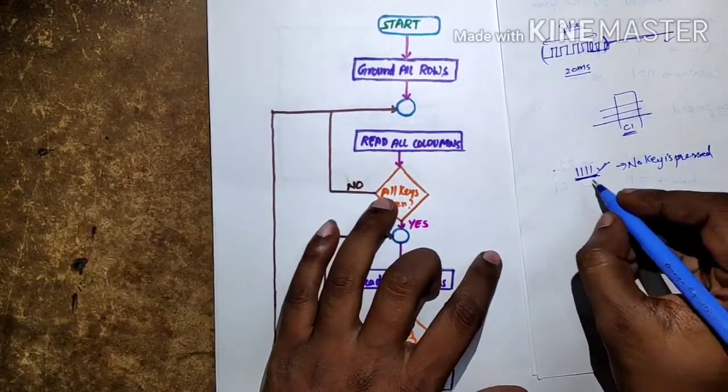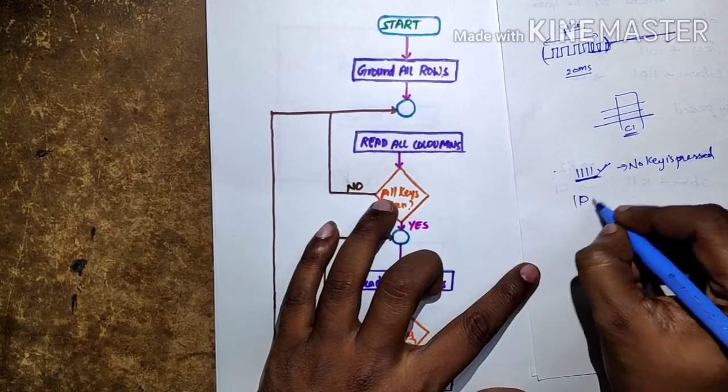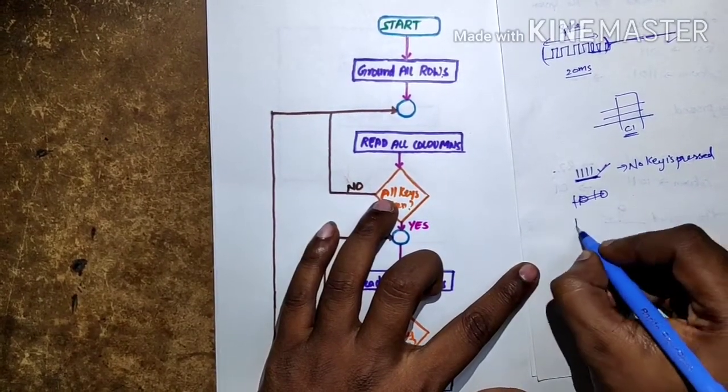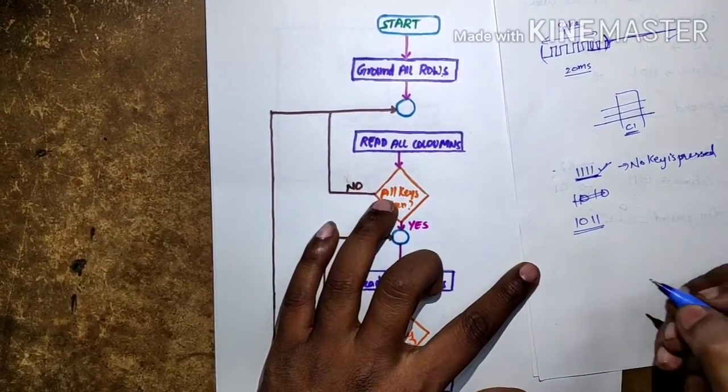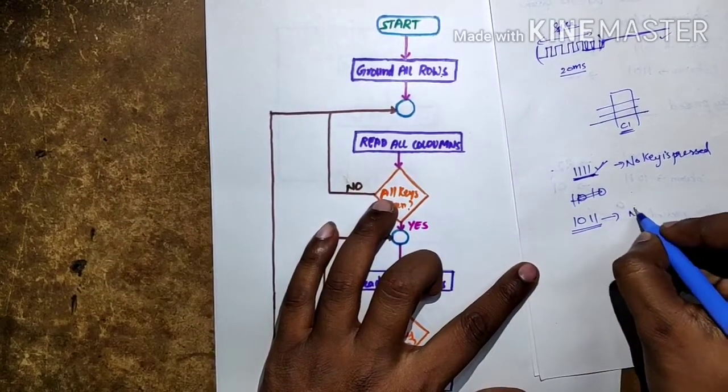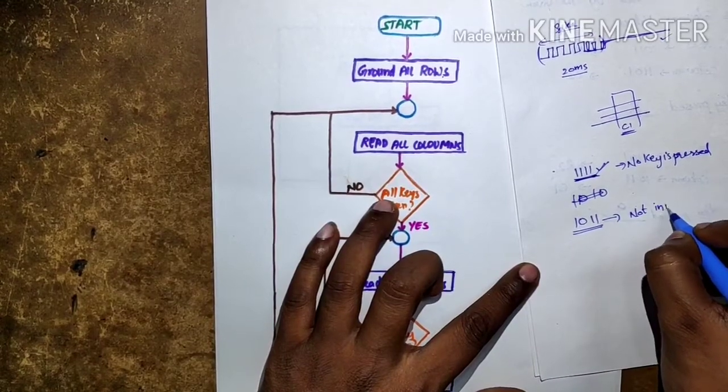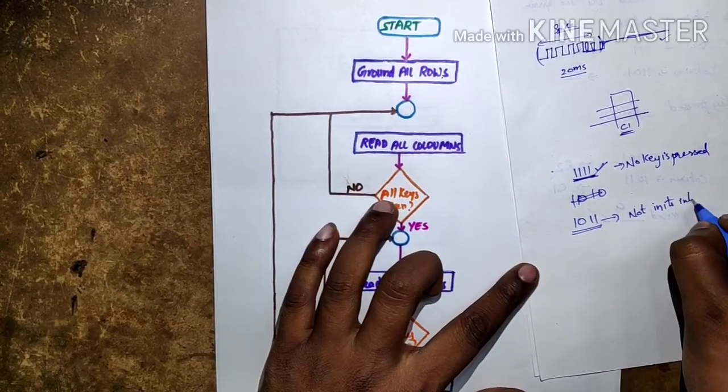If it is not true, that means a key has been pressed, for example 1 0 1 1. If the value of the columns is like this, it is not in its initial stage.